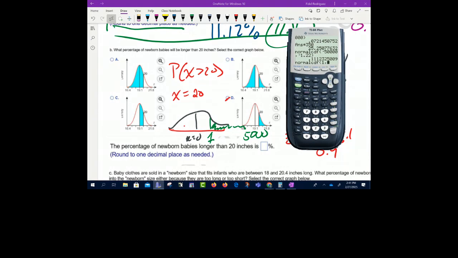And we end where, my friends? 5,000. Boom. Let's go like this. Let's hit enter. Again, y'all, remember, we're going to change it to a percent, and then we're going to round it to 1 decimal place.